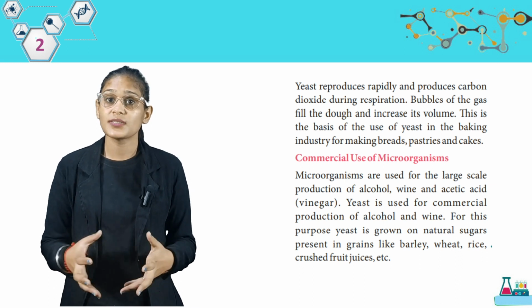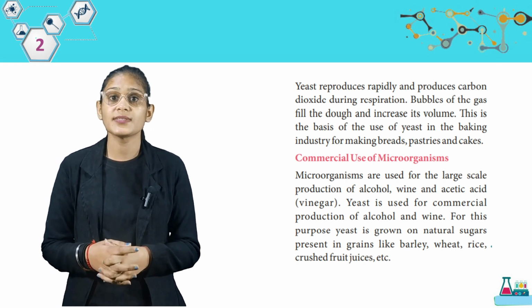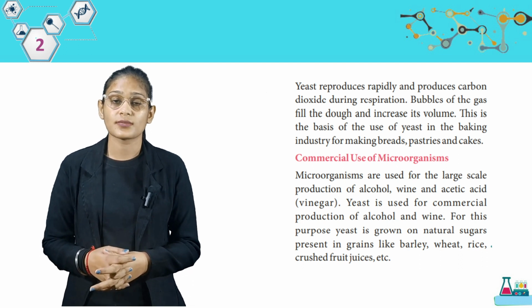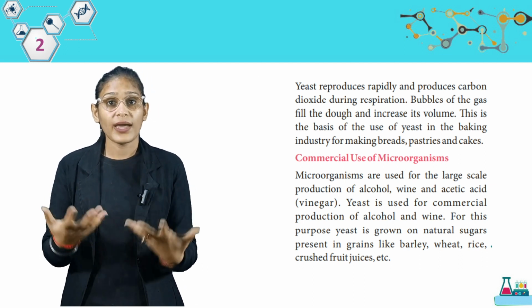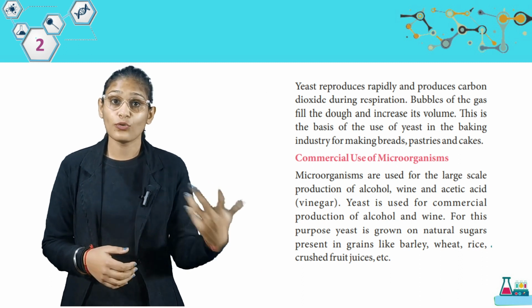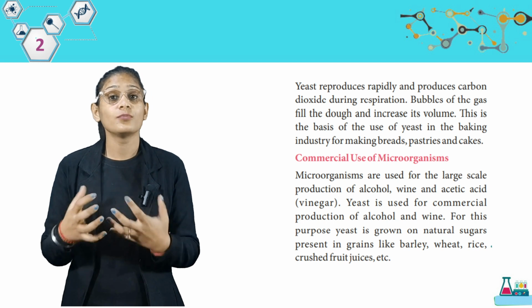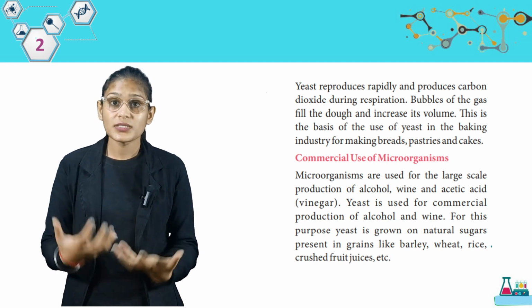For this purpose, yeast is grown on natural sugars present in grains like barley, wheat, rice, crushed fruit juices, etc. So student, हमारे जो माइक्रो ऑर्गेनिज्म हैं उनका बहुत बड़ा रोल होता है अल्कोहल इंडस्ट्री में. बहुत ज्यादा यूज किया जाता है. अल्कोहल की फॉर्मेशन किसकी वजह से होती है? yeast की वजह से होती है.